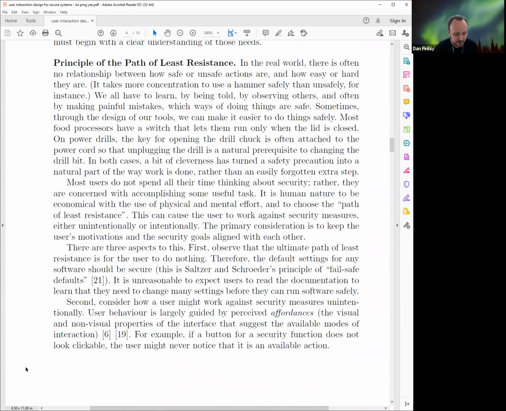The principle of least resistance. Number one. This is a bit of an easy one. You might already get where it's going, right?